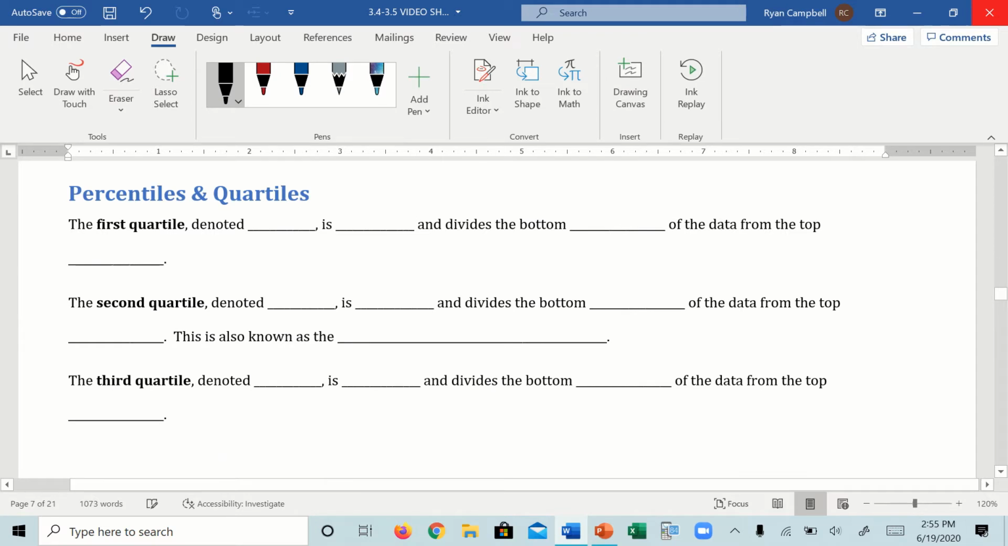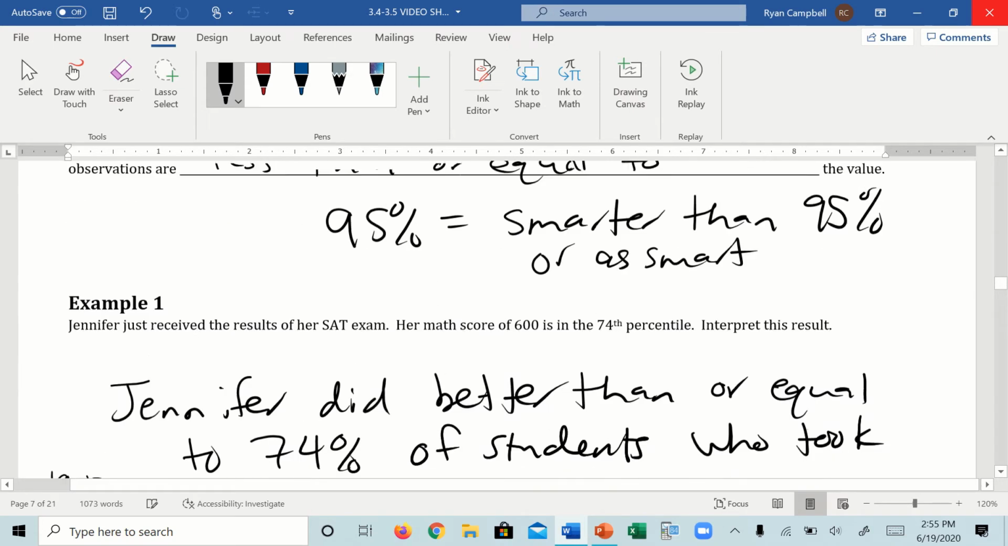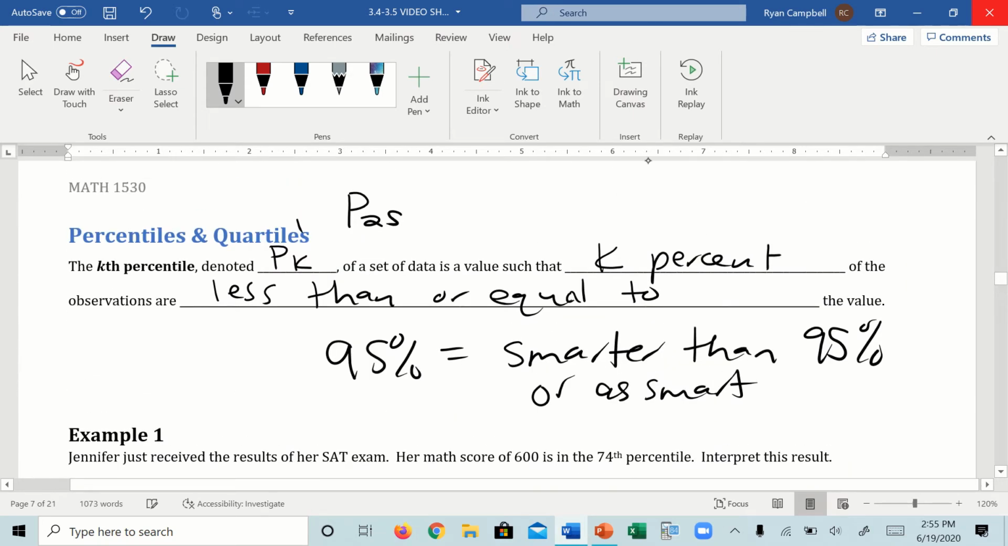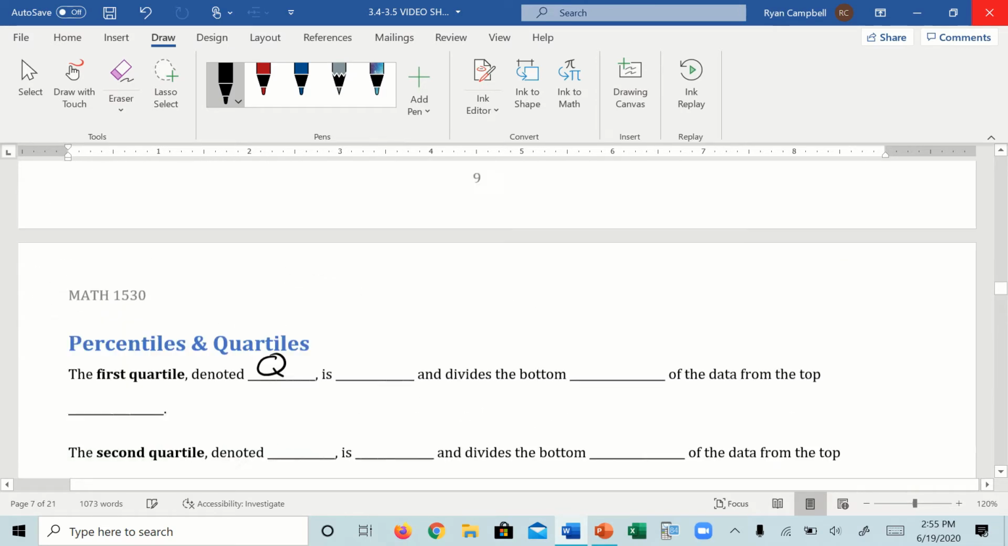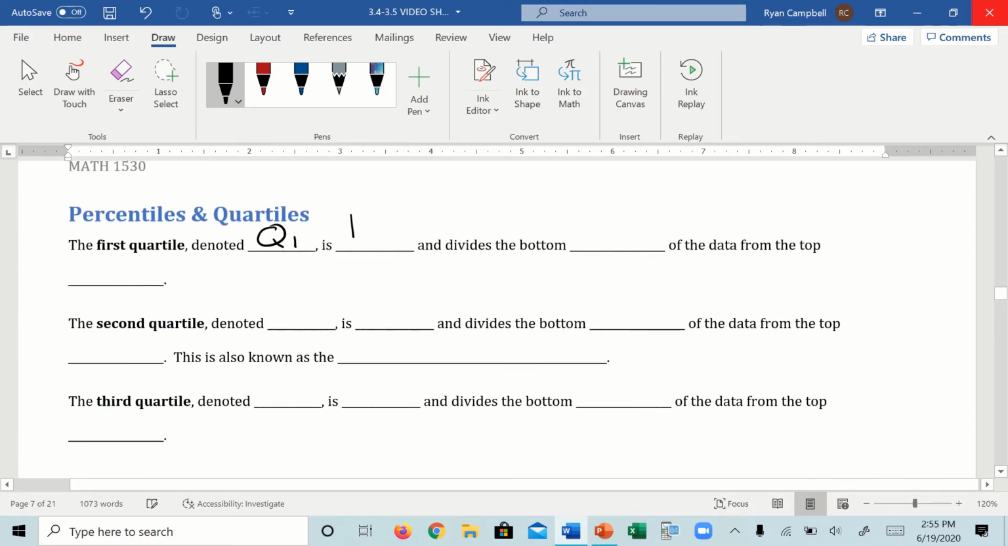All right. So there are 3 percentiles that are more important than the others for now. The first quartile we say is Q1, and this is P25. So P25, if we go back to our definition, we said that PK was the kth percentile. So P25 would be the 25th percentile.